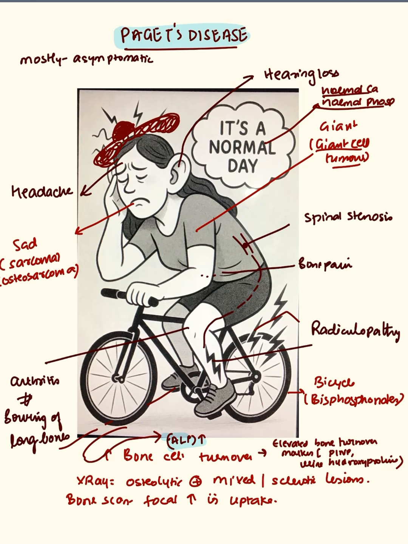Okay, and then we can see that she can have arthritis. There can be bowing of the long bones, or there can be fractures. Okay, and we can see that there can be radiculopathy as well, and she's on a bicycle. That's why the treatment is going to be bisphosphonates.